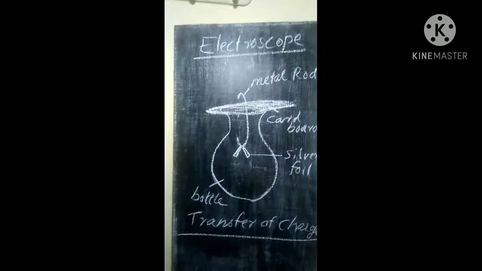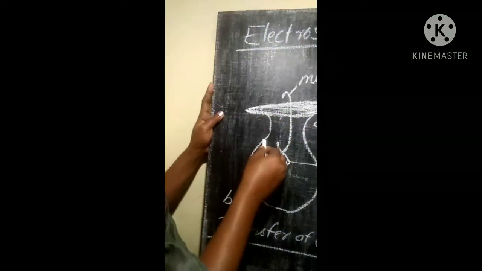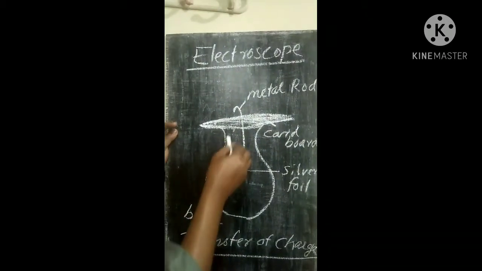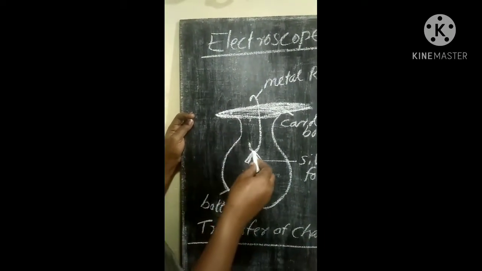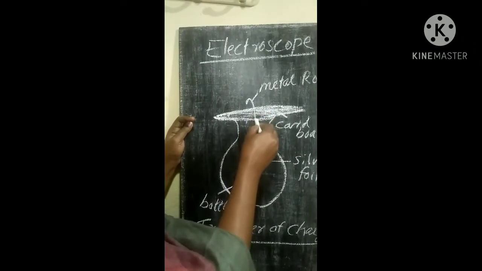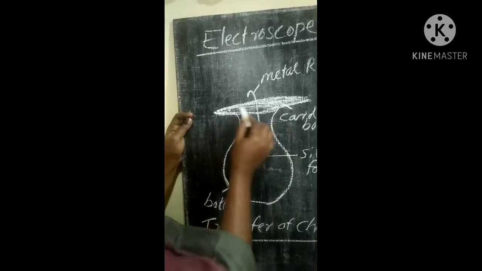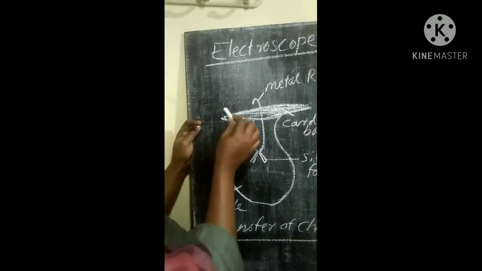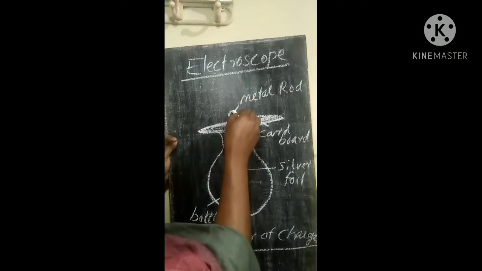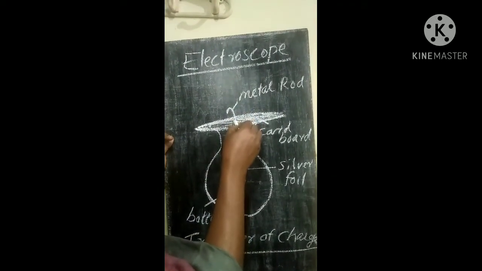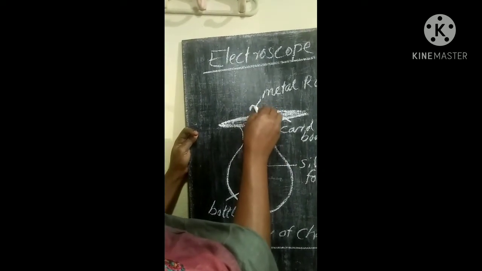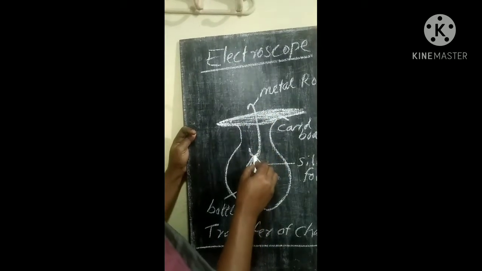So we can make it very quickly. It consists of a vessel like this. The electroscope consists of a vessel, and a metal rod is inserted into the bottle with the help of a cardboard. A cardboard is placed on the mouth of the vessel or bottle, and a hole is pierced through the cardboard placed on top of the mouth, and a small metal rod is inserted into the bottle.